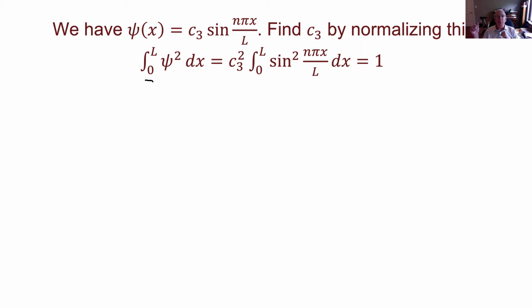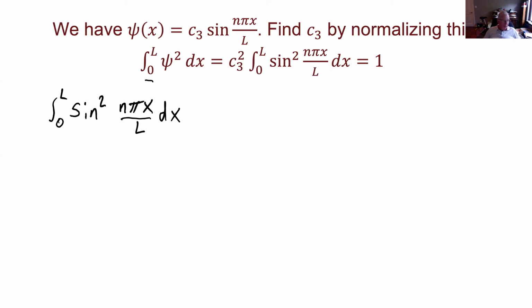I just have dx for my volume element because it's a one-dimensional problem, so it's a linear equivalent of volume. That says I'd have C3 squared times that integral of sine squared with the appropriate argument in there. So I'm going to do this by saying, let's just take what the integral piece is. If I just take the integral from 0 to L of sine squared n pi x over L dx, I could do a substitution in here.